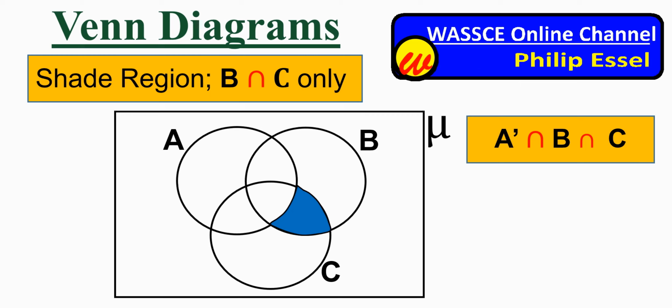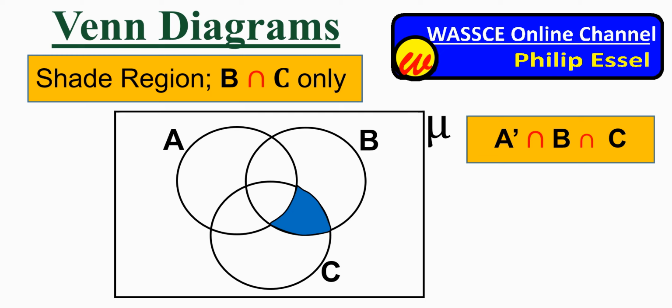As you can see from the screen, at this region, it is only set B and set C that intersected. Set A was not part of that region, so that is why it is B intersection C only, without A.